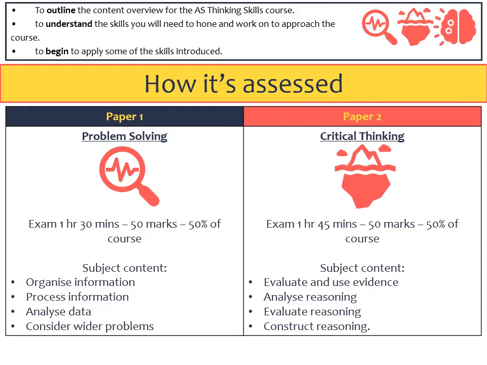For paper 2, it is slightly longer with an hour and 45 minutes, and there are more extended questions, but it is also 50 marks, and it is worth 50% of your overall course. The subject content for critical thinking is to evaluate and use evidence appropriately, to analyse reasoning, to evaluate reasoning, and to construct reasoning. And I'll talk about those particular parts of the subject content in this particular video, because we're going to introduce paper 2 as the first topic that we're going to look at.